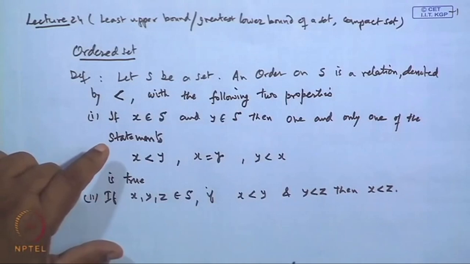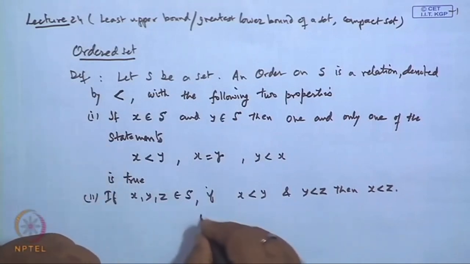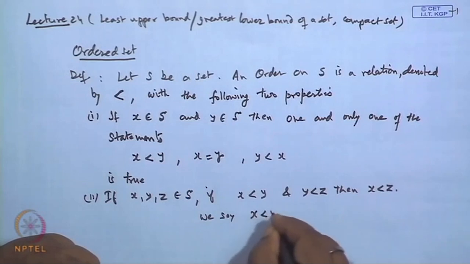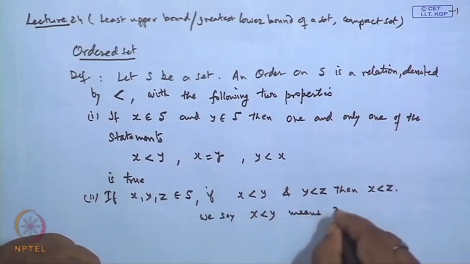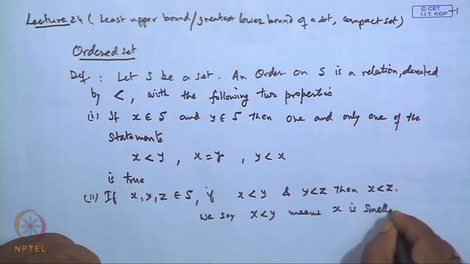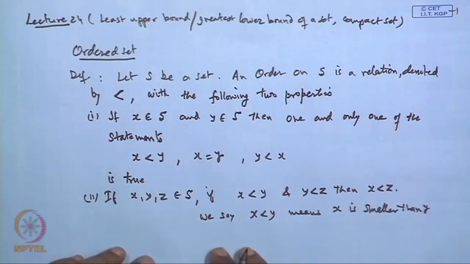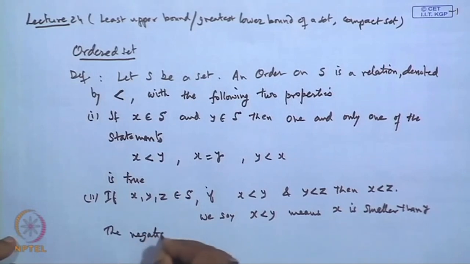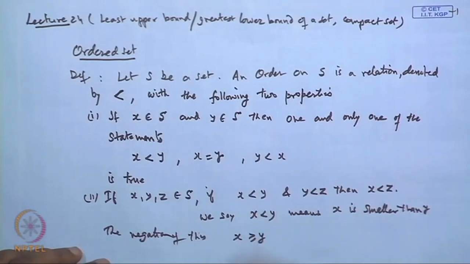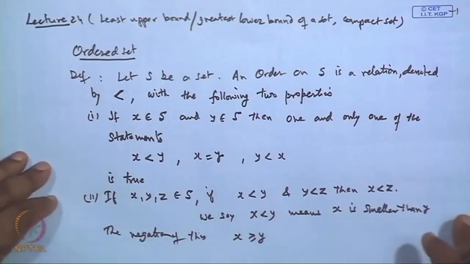This less than sign, we normally read as X is smaller than Y. And the negation of this is X is greater than or equal to Y. This is the negation part of it. Means the negation of X is greater than or equal to Y will be X is strictly less than Y. So that will be the sign for them.